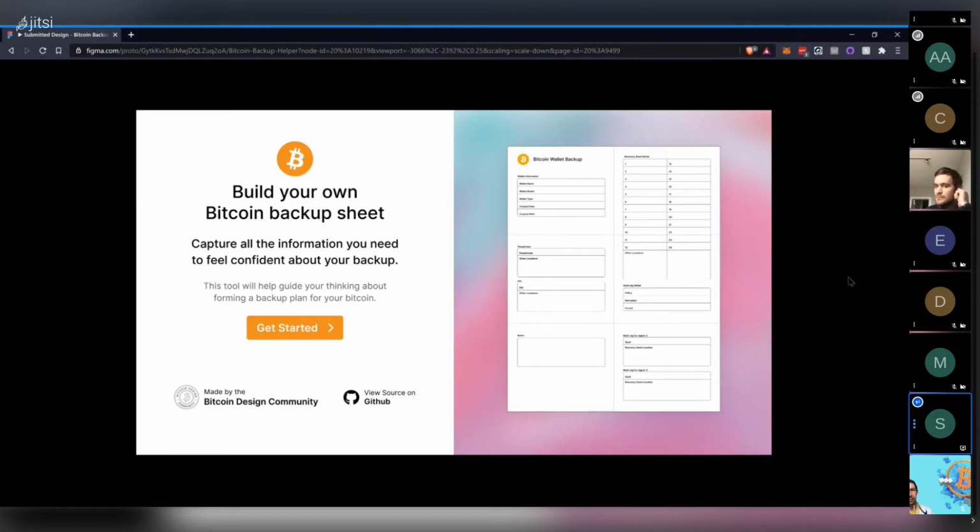So basically, this is a proposed landing page, and it greets the user and says, "Hey, you want to build your own Bitcoin backup sheet? Capture all the information you need to feel confident about your backup." And it gives you a little example. This is the kind of thing that we're producing over here. It's a basic template for a paper wallet. So we get started.